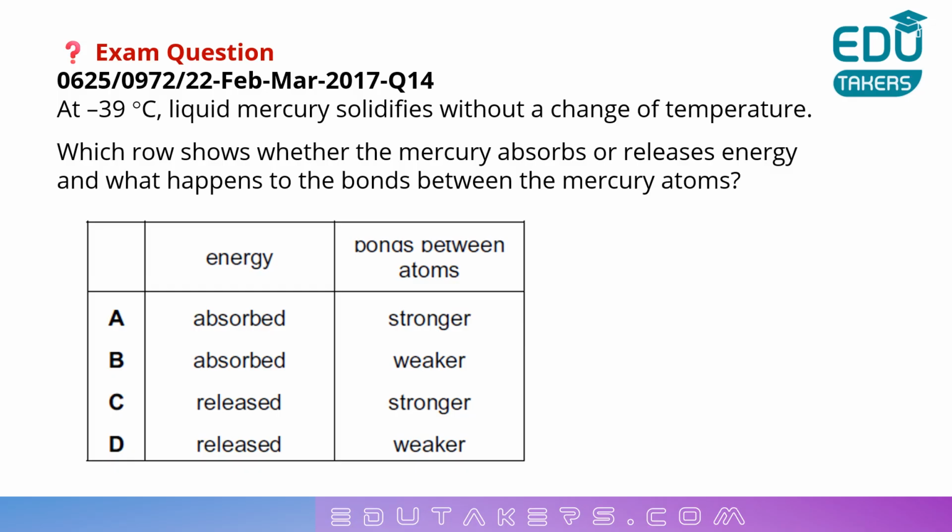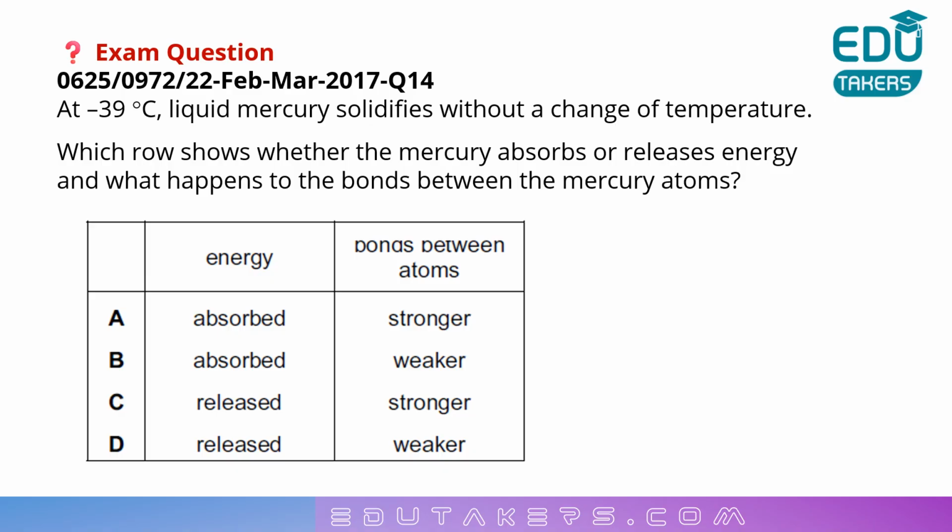Let's look at an exam question. It states: at minus 39 degrees Celsius, liquid mercury solidifies without a change of temperature. Which row shows whether the mercury absorbs or releases energy and what happens to the bonds between the mercury atoms?